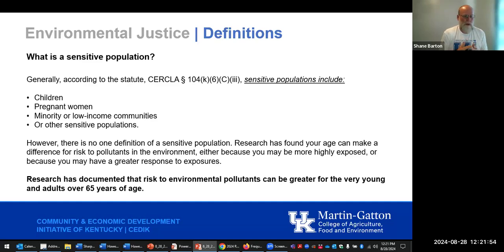So, tying back in what we often hear in community engagement to what really could be sensitive populations that we may not necessarily consider sensitive populations, I want to invite us to think a little bit broader about how to really imagine what these sensitive populations may be.